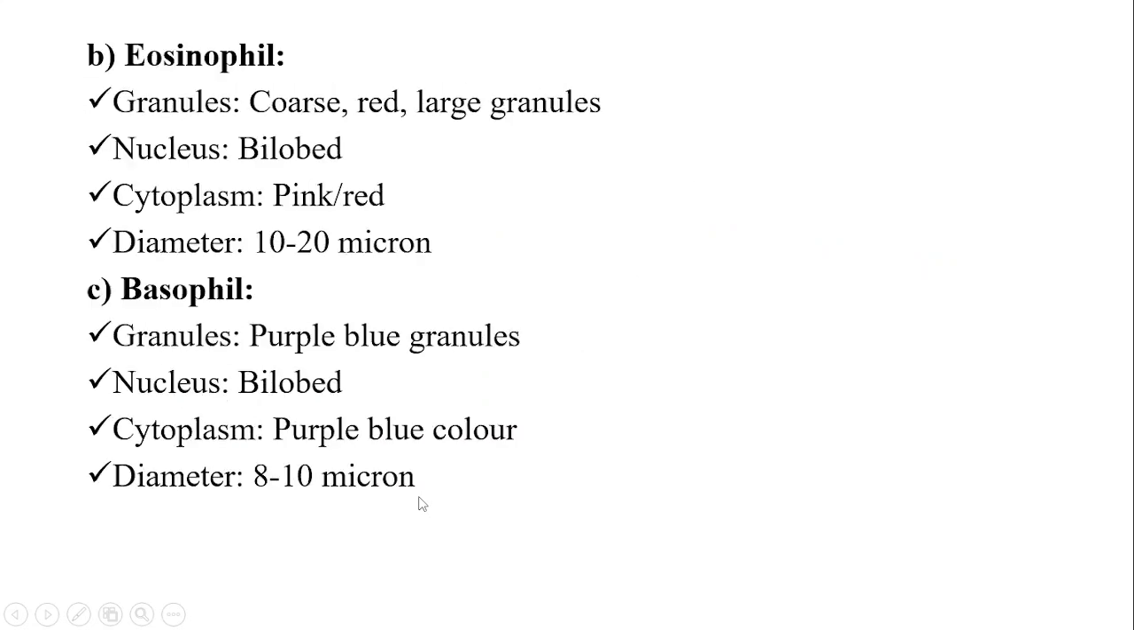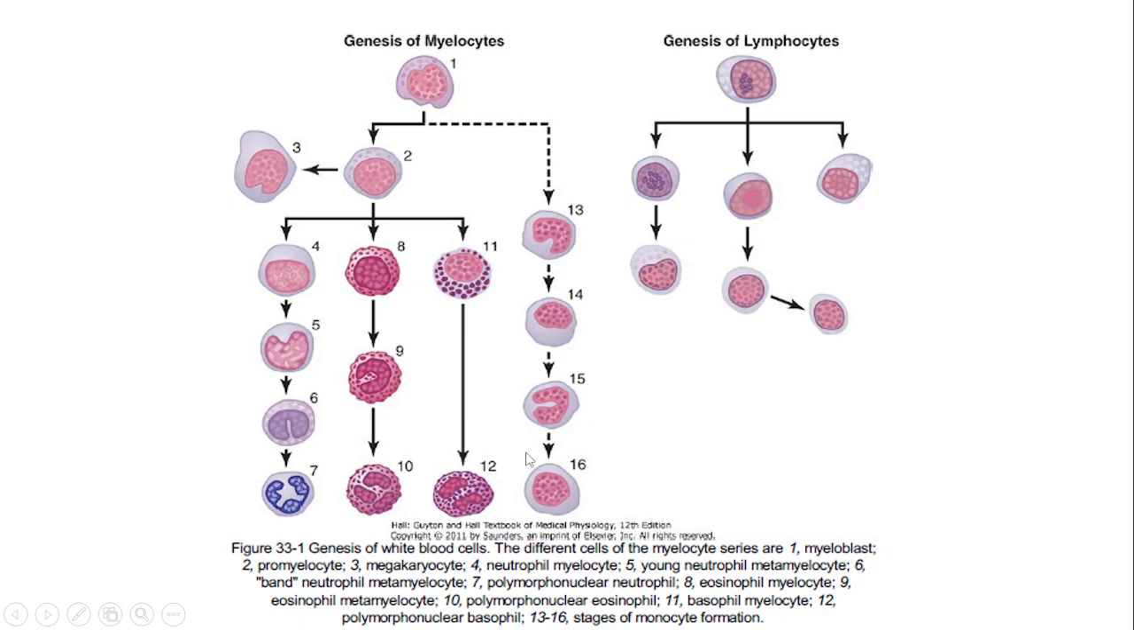Now come to the basophil. Granules are purple blue in color. Nucleus is also bi-looped here, and cytoplasm is purple blue in color, and diameter is 8 to 10 micron. So these are the purple blue granules you can see in the basophil, and its nucleus is also bi-looped.